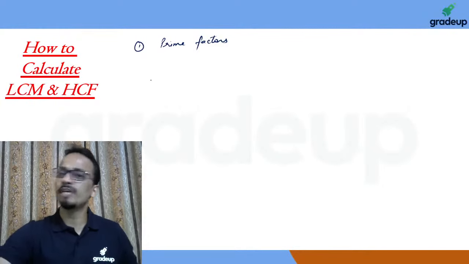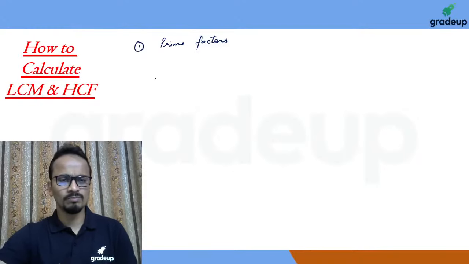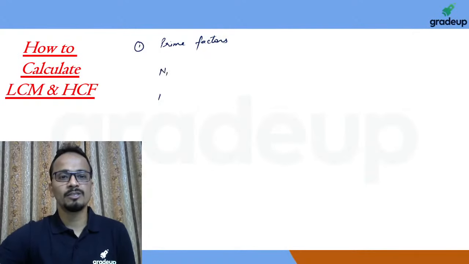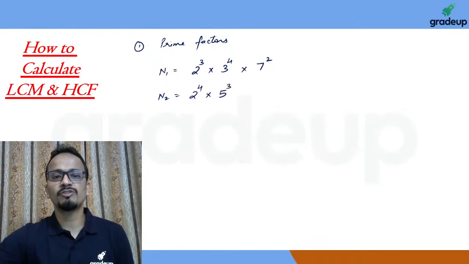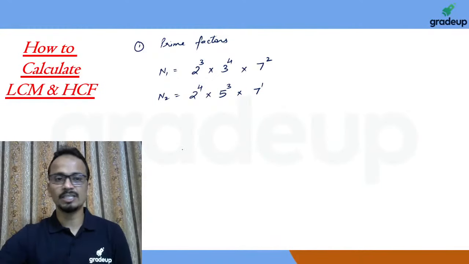Now prime factorization, we have already seen it yesterday. All right. So the very easy concept, the very basic concept. Now after converting or after writing the numbers in terms of prime factors, let's say the numbers are, so I'll take a small example of these two numbers. So the first number, let's say, is 2 raised to the power 3 multiplied by 3 raised to the power 4 multiplied by 7 raised to the power 2. This is the first number. The second number, 2 raised to the power 4 multiplied by 5 raised to the power 3 multiplied by 7 raised to the power 1. All right. Now let's say these are the two numbers.